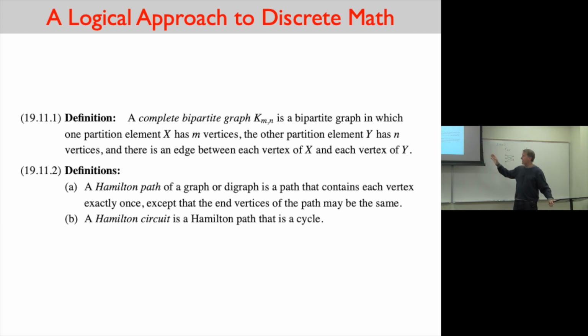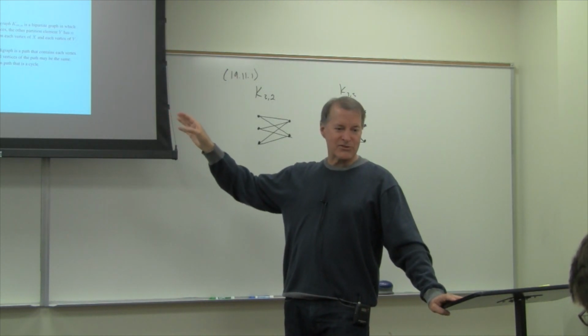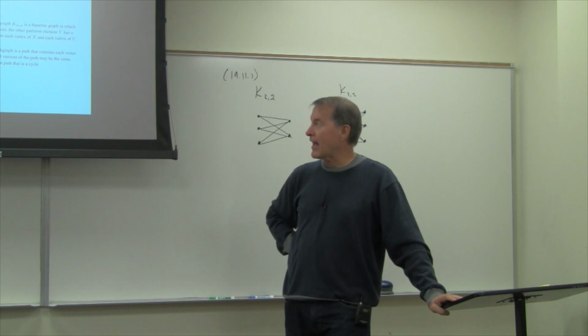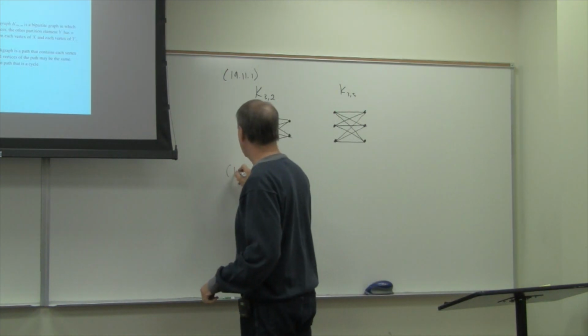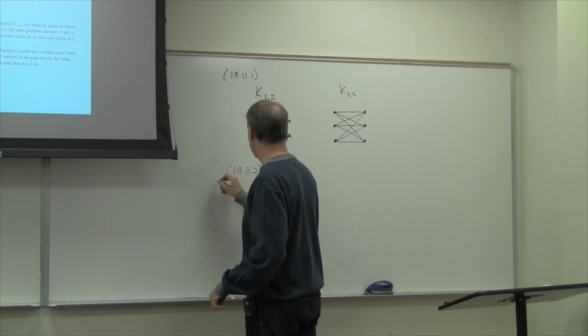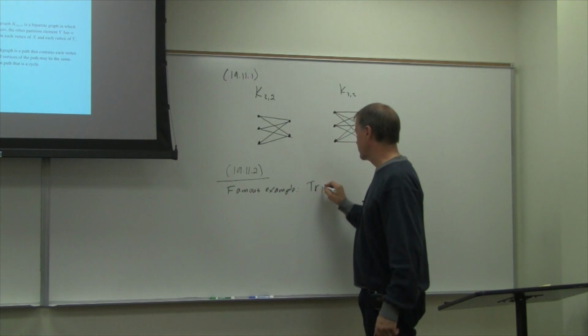Now, part B is a Hamiltonian circuit. A Hamiltonian circuit is a Hamiltonian path that is a cycle. So what makes a path a cycle? The path starts and ends on the same vertex. Right? Now, why is this important? It turns out Hamiltonian circuits are quite important in practice. And in fact, there is a famous problem, a famous example called the traveling salesman problem.